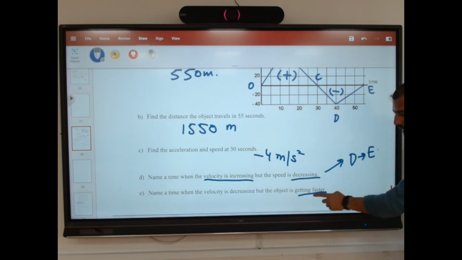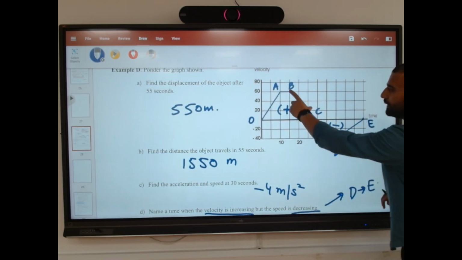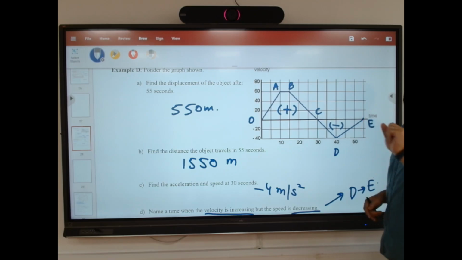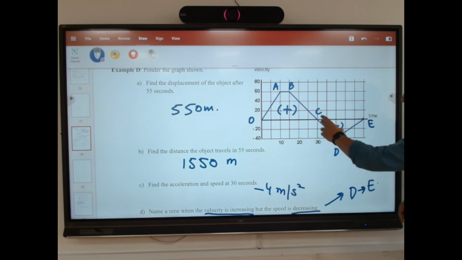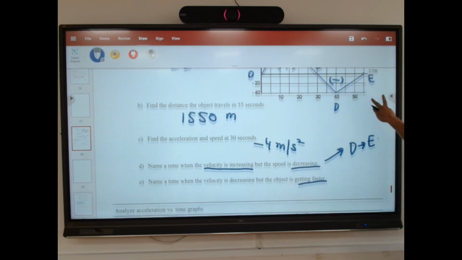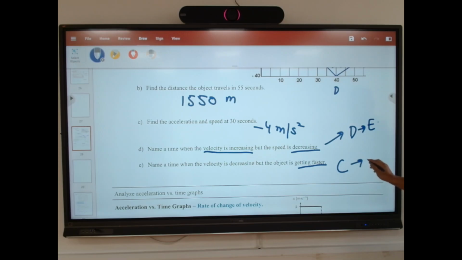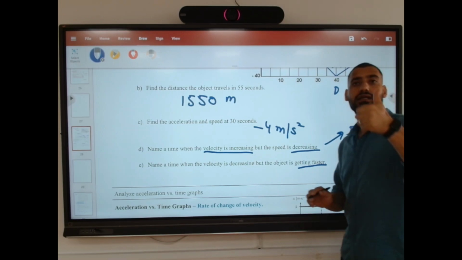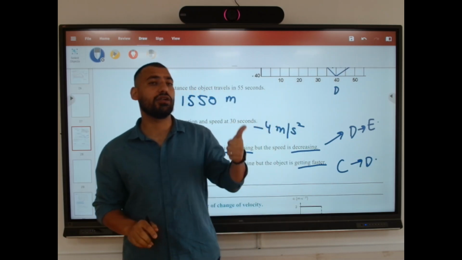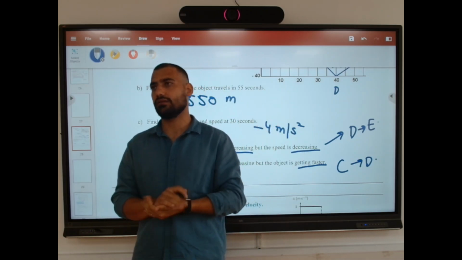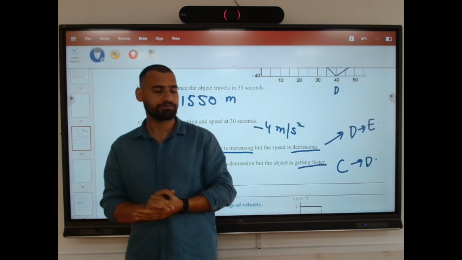But he is saying the body is getting faster. From B to C the magnitude is reducing, so it is slowing down. But from C to D the magnitude is increasing, therefore it is getting faster. So yes, it is true that it is from C to D. So are displacement-time graphs and velocity-time graphs clear to you guys? Yes. Yes or no? Yes.